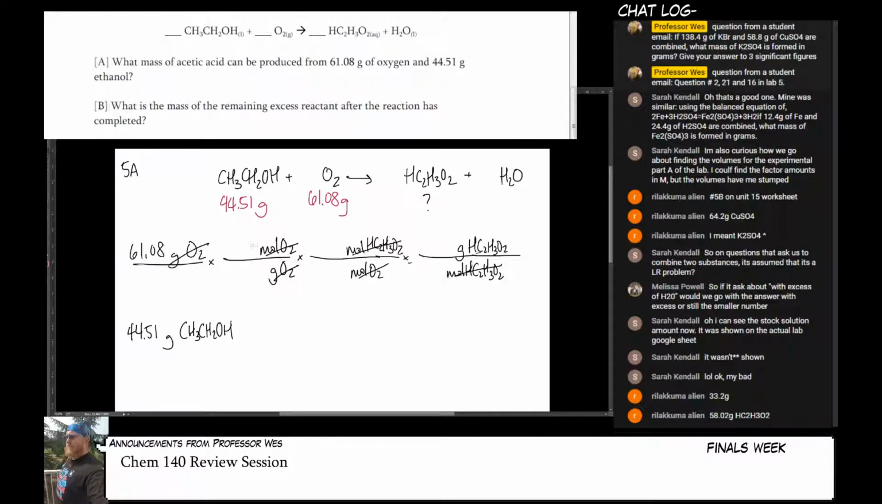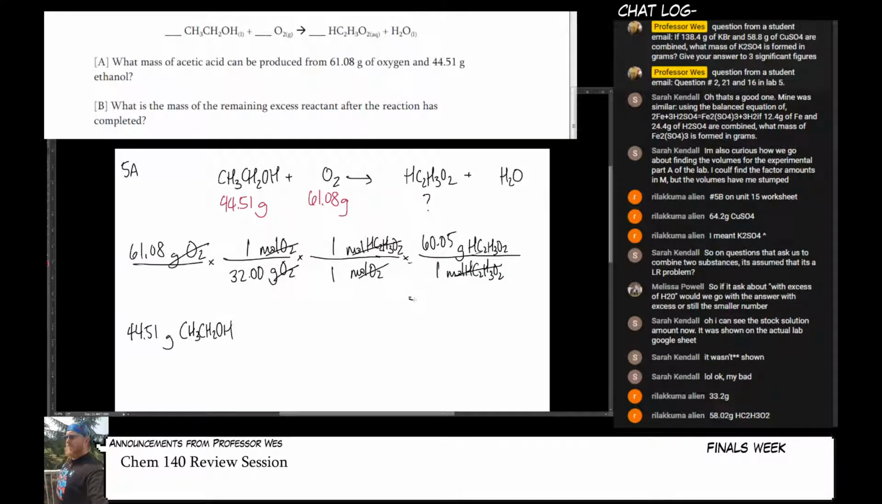So let's do that. So 1 mole of oxygen is 32 grams. It's just whatever it is on the periodic table times 2. Acetic acid, I don't remember, we'll look that up. HC2H3O2, 60.05. And then the ratio here is 1 to 1.